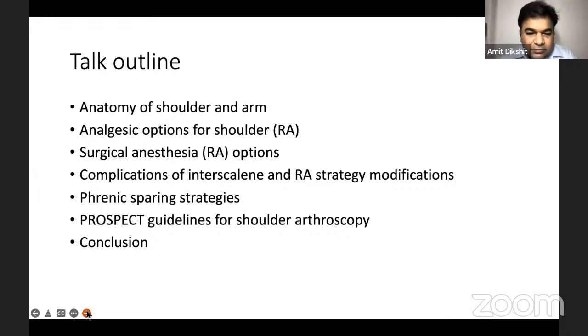Then the whole RA literature is talking about phrenic sparing strategies, so I'll touch upon that. Finally, the PROSPECT guidelines are only available for shoulder arthroscopy, so I'll give insight on that and I'll conclude.